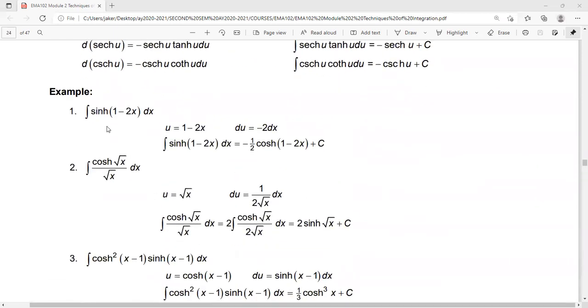Now, hyperbolic sine of 1 minus 2x dx. Your u here is 1 minus 2x. So the derivative of that is negative 2 dx. In that case, you need to multiply here by negative 2 and place here negative 1/2. So you have your negative 1/2 hyperbolic cosine of 1 minus 2x plus c. It's easy, actually. All you have to do is take note of the formula. So hyperbolic sine yields a hyperbolic cosine. It's negative 1/2. Any question here before I go to the second?